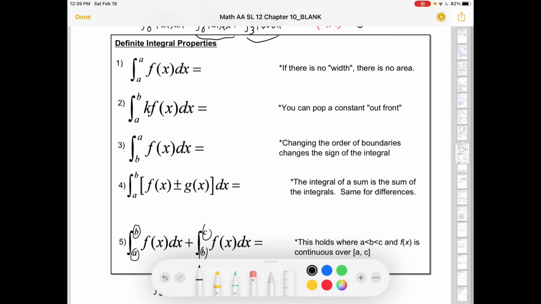There are some other properties here. The integral from A to A, imagine that. If you wanted to find the area from A to A, that's going to be 0. If there's no width, there's no area. Then there's also no net signed area. One nice property is that you can pop a constant out front. So if you have something unpleasant like Avogadro's number involved, you can deal with that at the end.